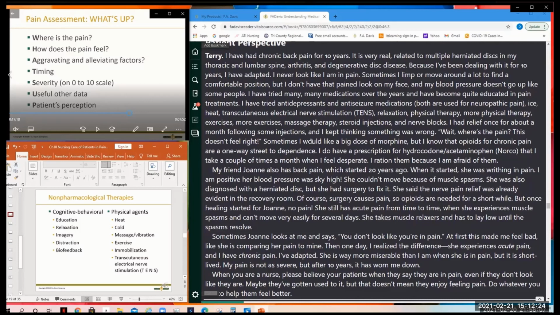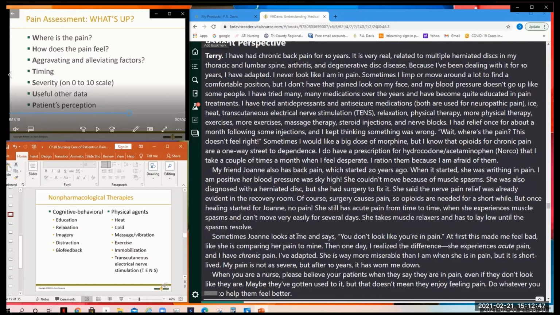Then one day, I realized the difference. She experiences acute pain, and I have chronic pain. I've adapted. She is way more miserable than I am when she is in pain, but it is short lived. My pain is not as severe, but after 10 years, it has worn me down.